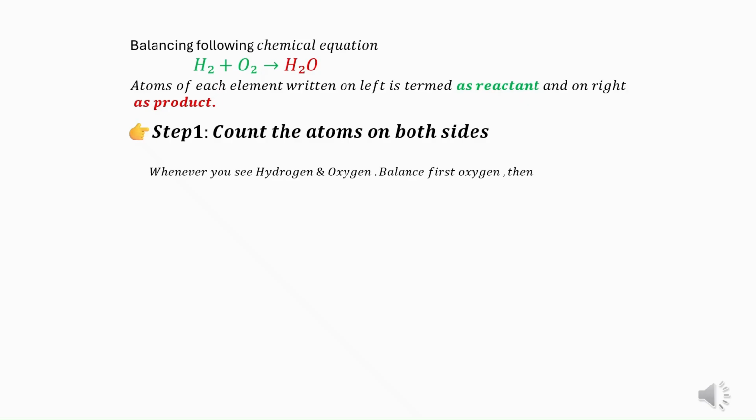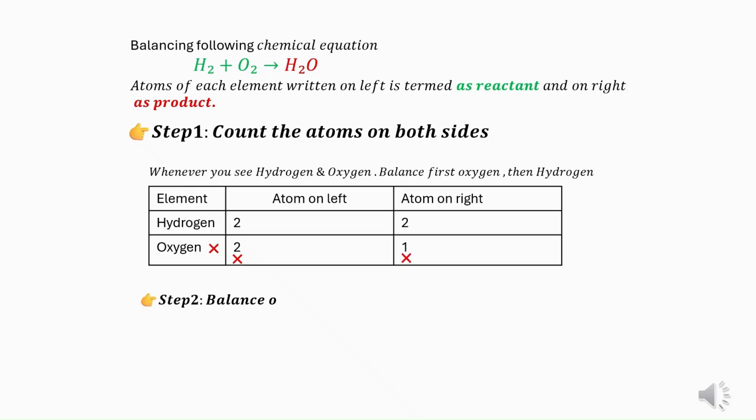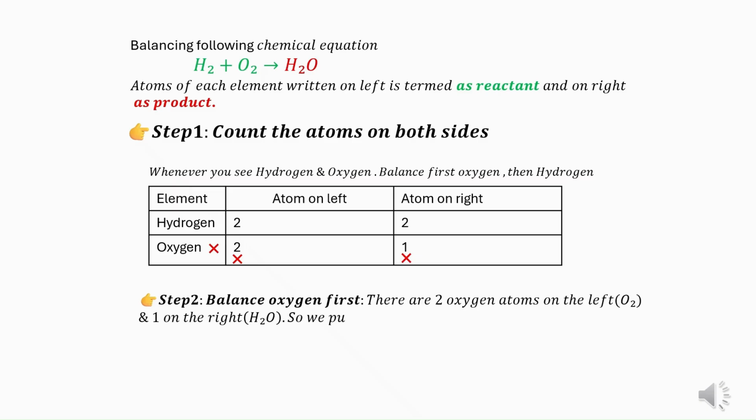Step 2. Balance oxygen first. There are 2 oxygen atoms on the left, O2, and 1 on the right, H2O. So we put 2 before H2O. Now oxygen is balanced, 2 atoms on each side.